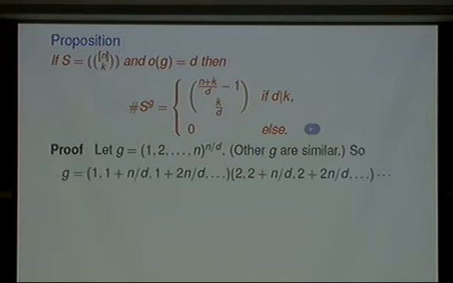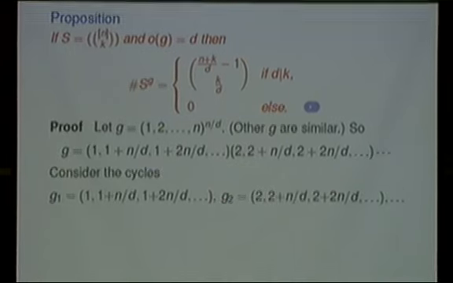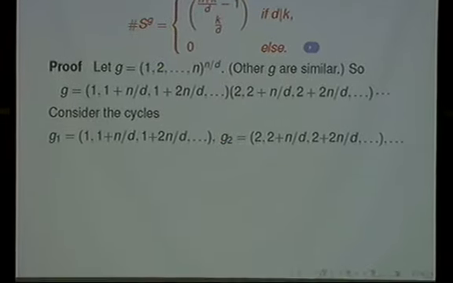Okay, so what does g look like? Well, g in its cycle decomposition sends 1 to 1 plus n over d, and then to 1 plus 2n over d, et cetera, and then 2 to 2 plus n over d, and 2 plus 2n over d, et cetera. And I'm going to need names for the cycles. So let g1 be the first cycle, g2 be the second cycle. And I'm also going to use these not just for the cycles, but also for the underlying set. It'll be clear from context which I'm talking about.